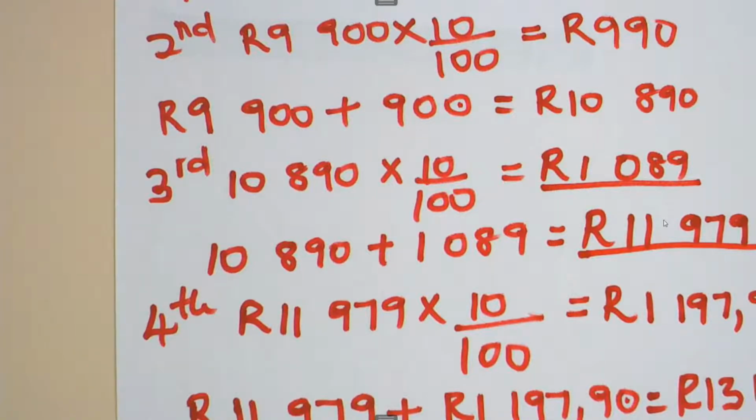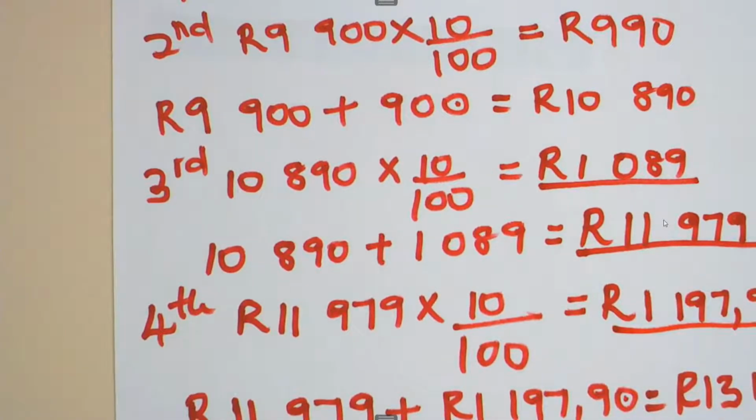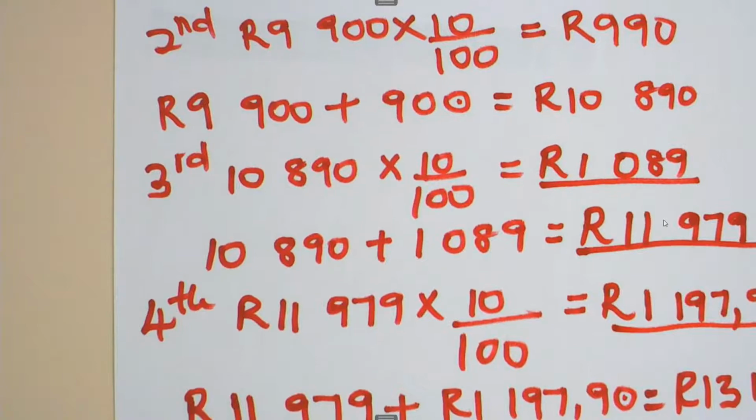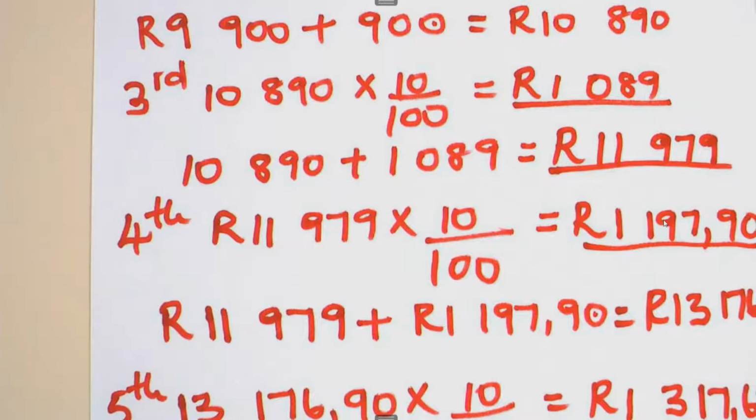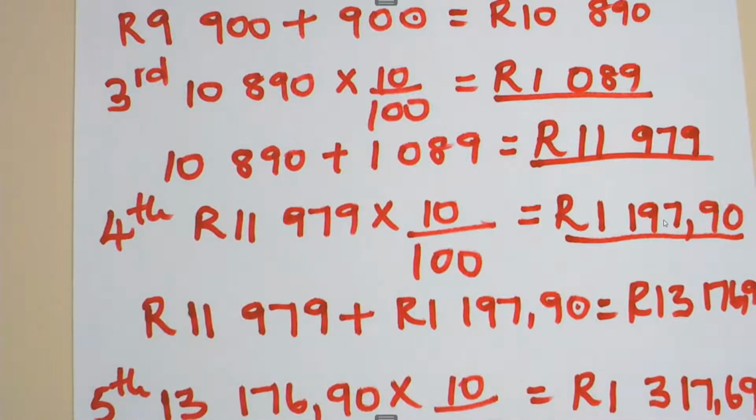During the 4th year, we are having 11,979 accumulated on the 3rd year. We multiply it by 10% and we get 1,197 rand and 90, which is the 4th year. It is not completed there, we must complete it. And then by the end of the 4th year, we add 11,979 plus 1,197 rand 90, which is an interest accumulated during the 4th year, and we have 13,176 rand and 90 cents.